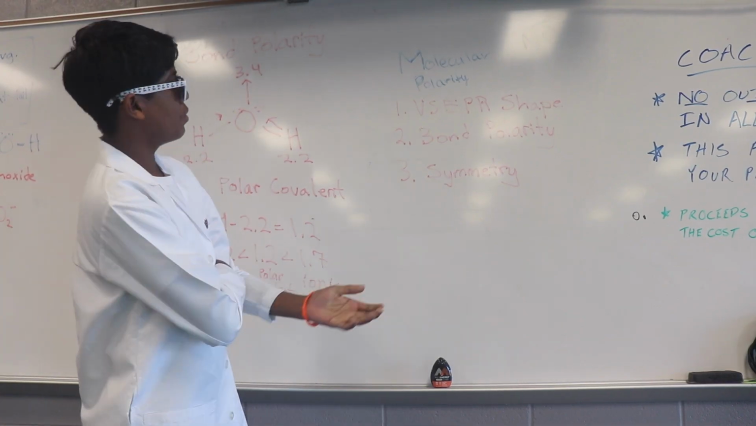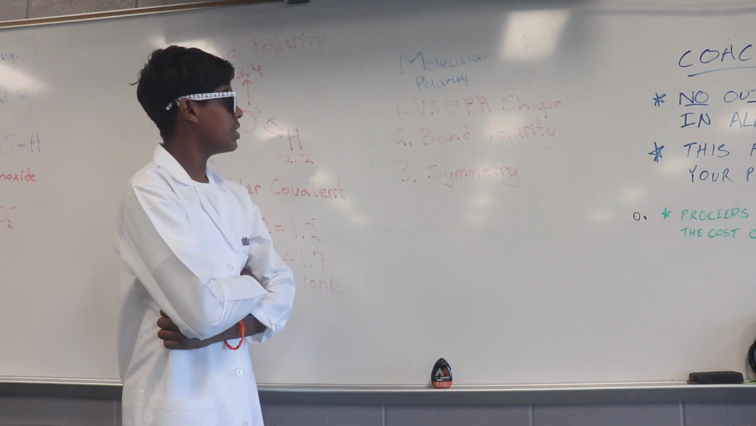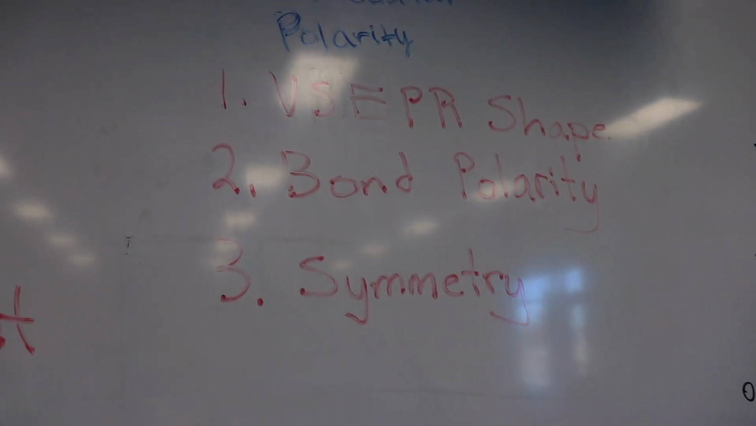Alright, so what determines the molecular polarity is the VSEPR shape of the molecule, the presence of the polar bonds within the molecule, and the arrangement of those polar bonds throughout the molecule. Now, you might be wondering what the VSEPR theory is, and why molecular polarity depends on it. Well, the VSEPR theory predicts the shape of molecules based on the electrostatic repulsion of the electrons.